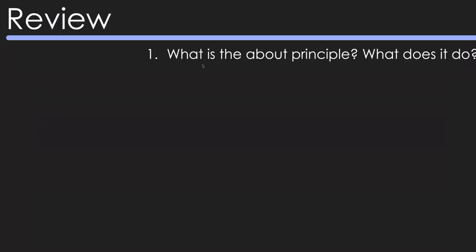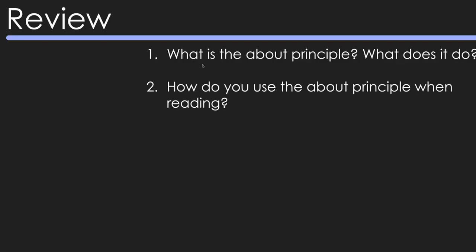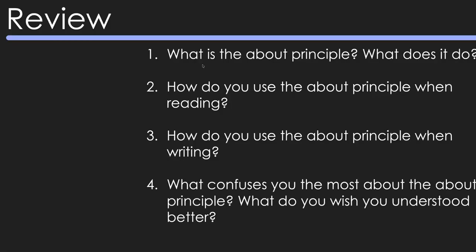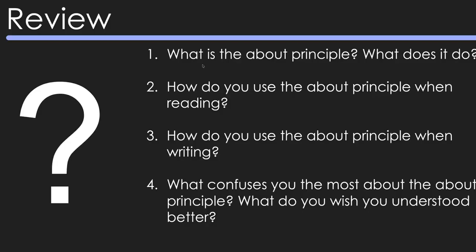So now to review really quickly, you want to ask yourself, what is the about principle and what does it do? Can you answer that question? How do you use the about principle when reading? And similarly, how do you use the about principle when writing? Do you think you could do that? And then maybe this is most important: what confuses you most about the about principle? What do you wish you understood better? And if you have questions about it, you can always email me at cable@elgin.edu.